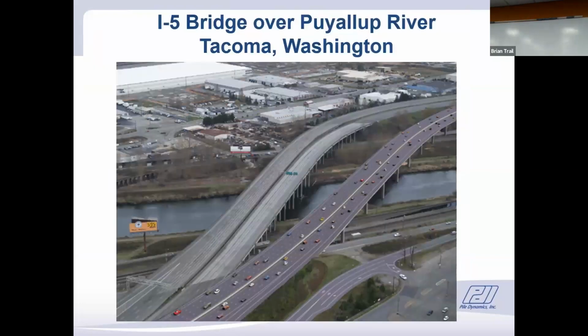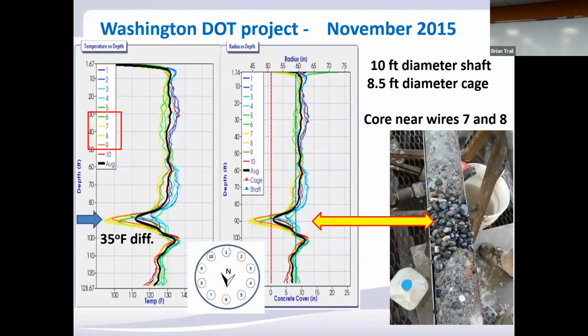Here's a project out in Washington State, I-5. And so I just show you an overall picture of the replacement bridge. And there's the results. And I think you're by now savvy enough to determine that we have a good pile down to this depth. We've got a 35-degree difference down there at dropout. And it's located near these particular wires. You can tell by the colors.